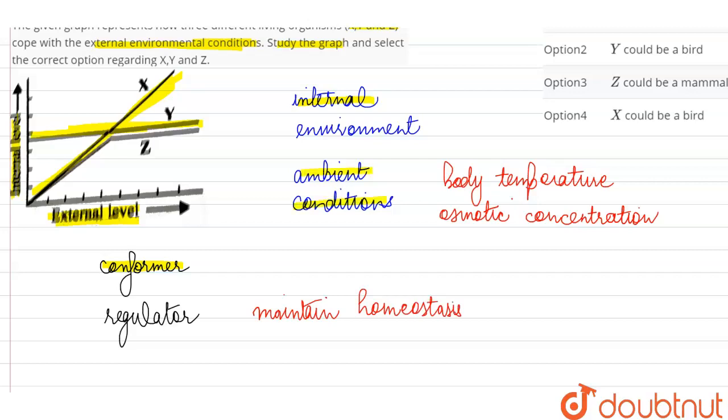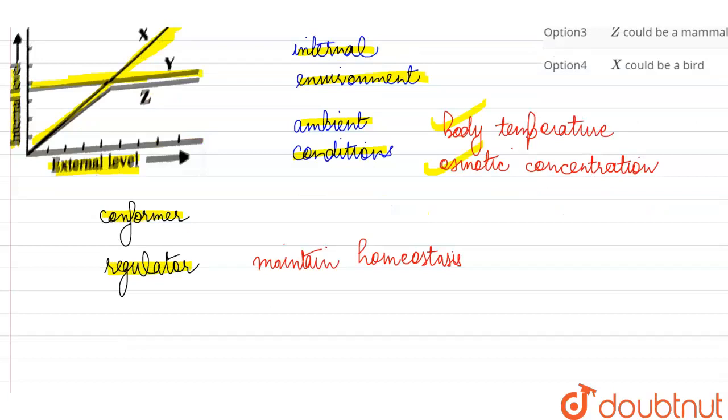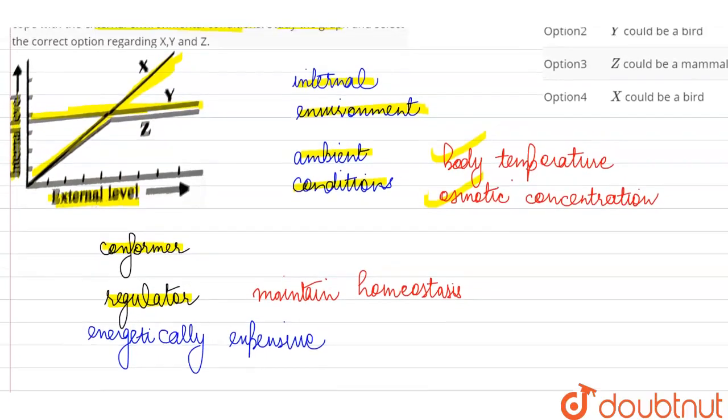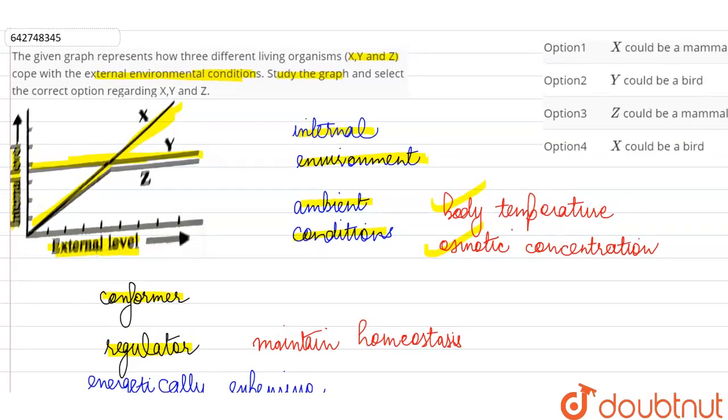Even though ambient conditions are changing, still the body temperature and the osmotic concentration in the internal environment inside the body are going to remain constant. So such a living organism is known as regulator. But most of the living organisms cannot have this approach, because if we look at it from the point of view of energy, energetically it's a very expensive process to constantly have a stable internal environment. So X and Y are respectively conformer and regulator.